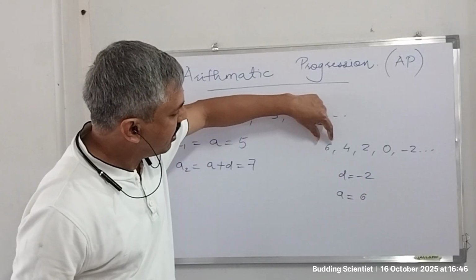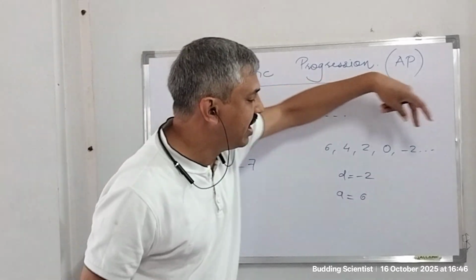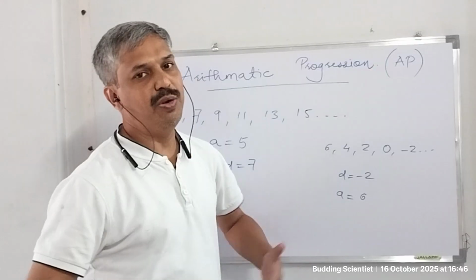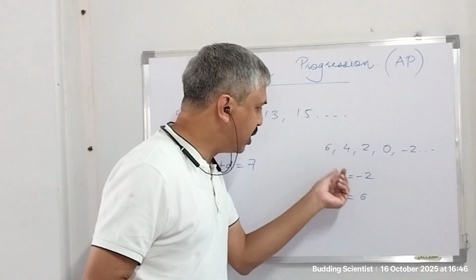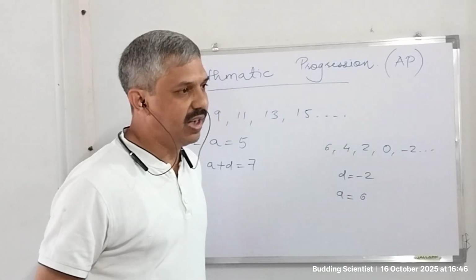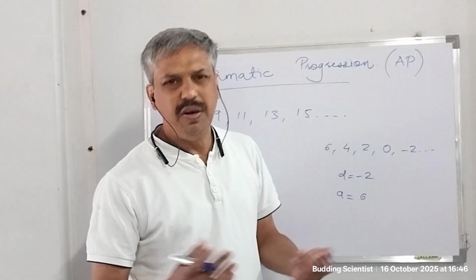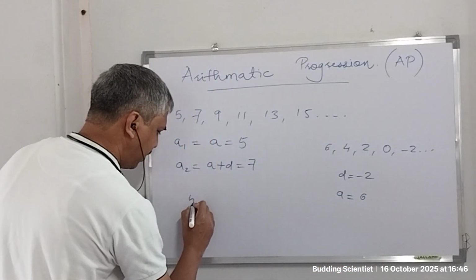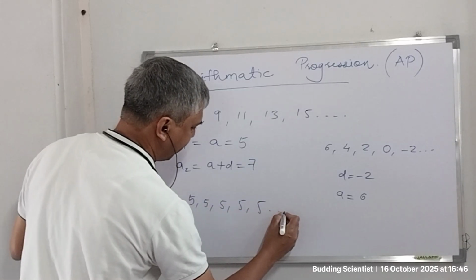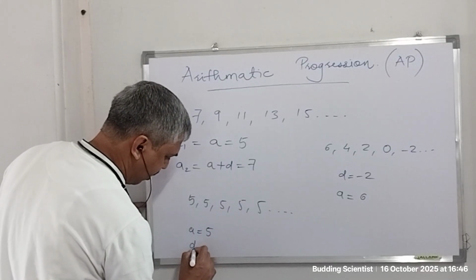Because the difference is coming as negative because the values are decreasing, so the next value will be smaller and the previous value is greater, and we know the difference is next value minus the previous value. So the difference between the consecutive values is going to be negative, and that's why we got minus 2. Hypothetically, there can be a sequence like this: 5, 5, 5, 5, 5, where the value of A is equal to 5 and the value of D is equal to 0.